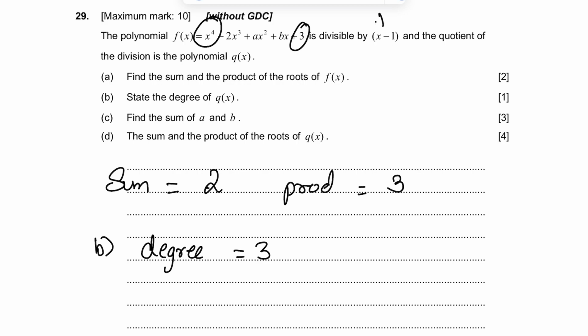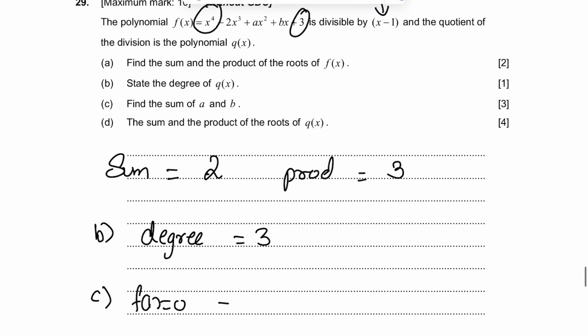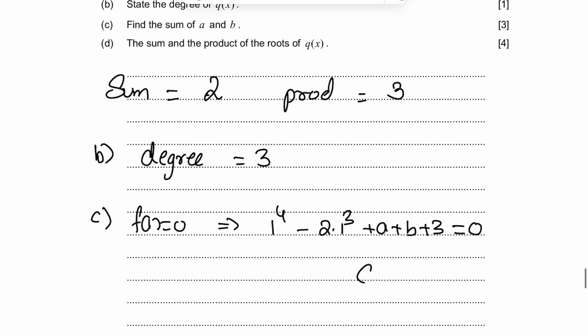So we know that it is divisible by x minus 1, so f of 1 should be equal to 0. Plug in f of 1 equals 0. It implies 1 to the power 4 minus 2 times 1 cube plus a plus b plus 3 should be equal to 0, which gives me a plus b equals negative 2.